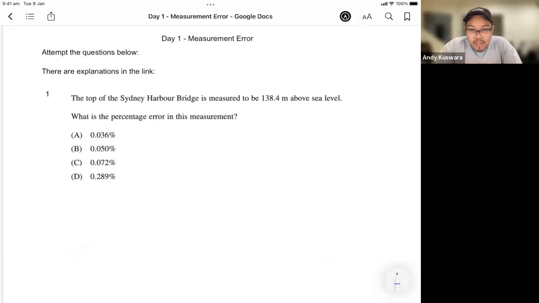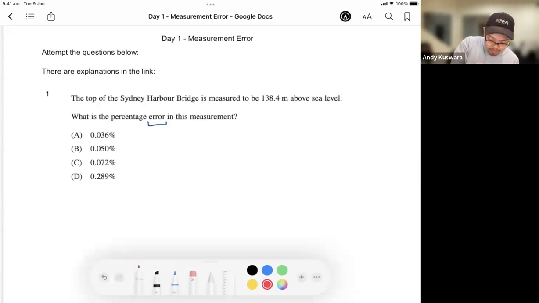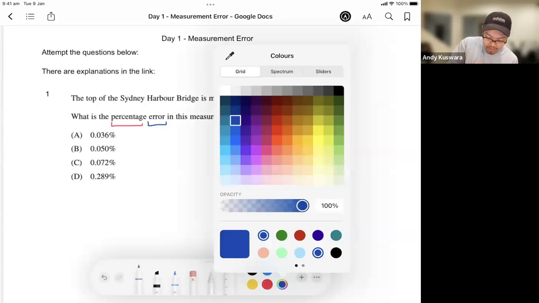We're going to talk about measurement error. So we're going to have two questions here. Let's see how we go. The top of the Sydney Harbour Bridge is measured to be 138.4 meters above sea level. We want to talk about what is the percentage error in this measurement. So error is one thing, percentage error is another. Let's just talk about error first.